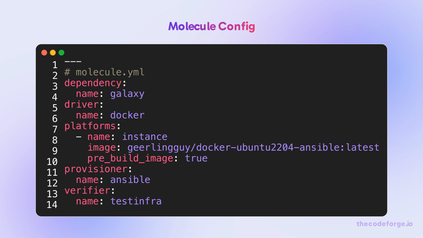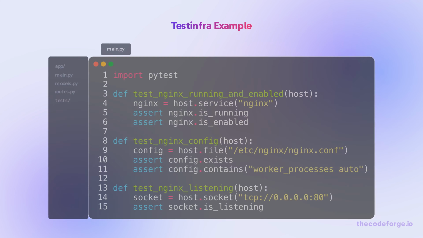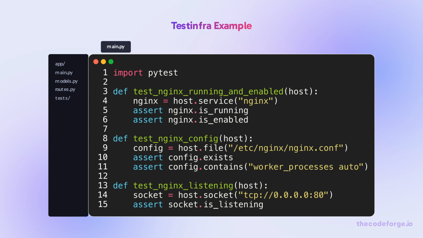Always use pre-built images. Testinfra is a Python framework for writing verification tests. You can check that a service is running, a file exists with specific content, or a socket is listening. Tests are fast and can be parametrized for multiple OSes. Here are 3 Testinfra tests. One checks that Nginx is running and enabled, another checks the config file exists and contains a specific line, and the third checks that Nginx is listening on port 80.